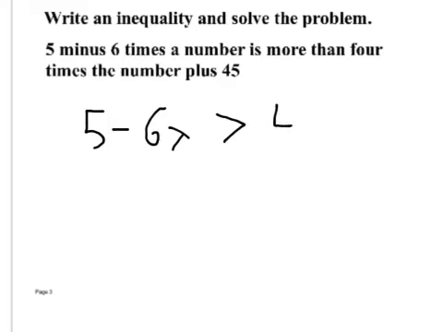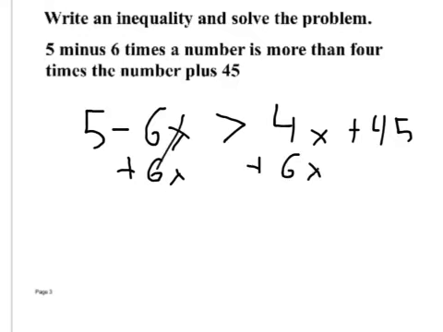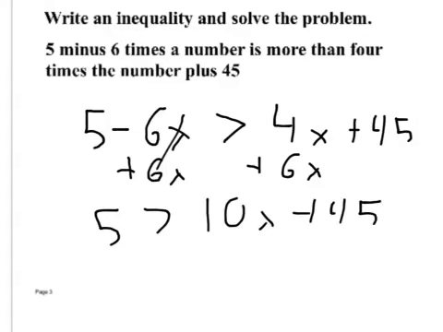Then 4 times the number, so 4 times x plus 45. If it said 6 more than, then we write 6 plus. If it says 6 is more than, that's where you write the greater than symbol. Now that we have that, we solve it. First thing I want to do is add 6x to both sides. So we have 5 is greater than 10x plus 45. I subtract 45 from both sides.